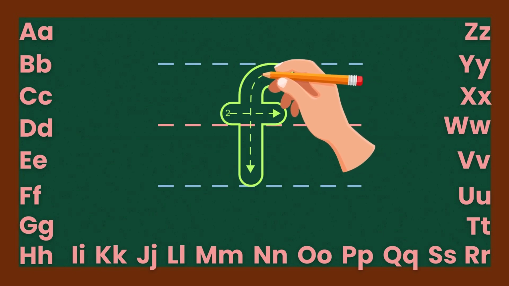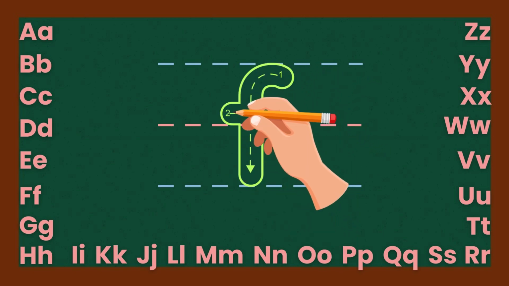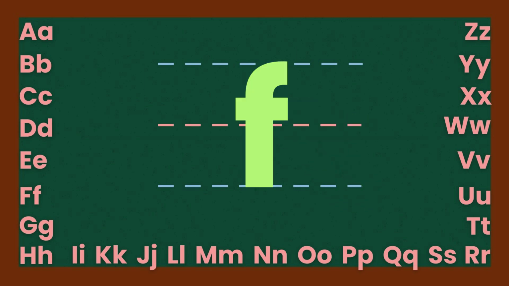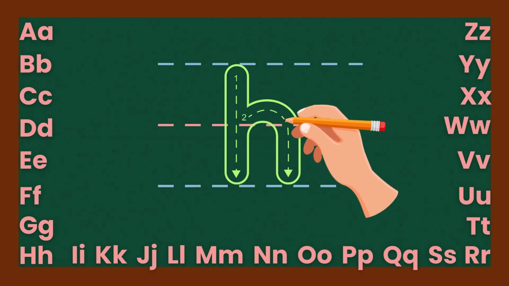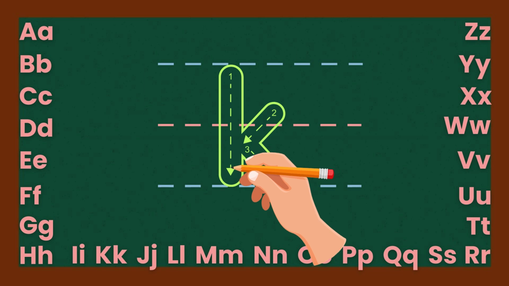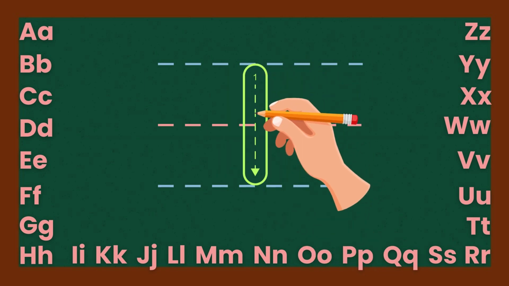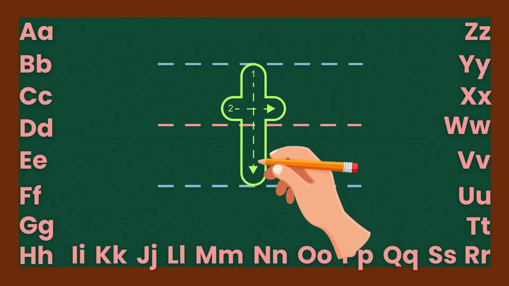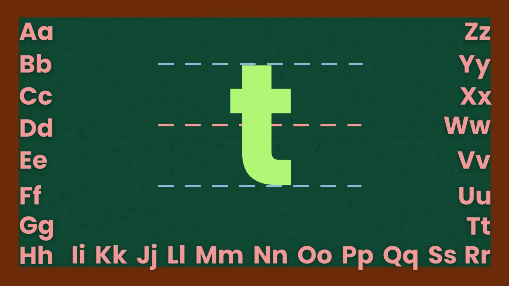F, start at the top, make a small curve to the left, then draw a straight line down past the bottom. Add a small cross line in the middle. H, draw a straight line down, then make a small curve to the right. K, start with a tall straight line, then add two diagonal lines from the middle. L, simply draw a tall straight line. T, start with a short straight line down, then cross it with a small line at the top.